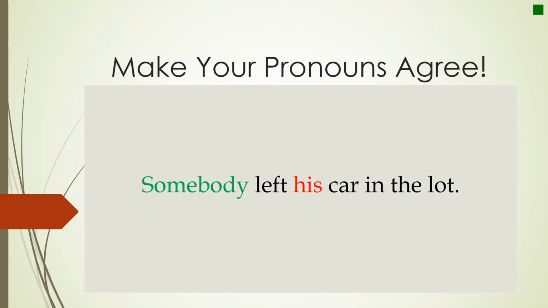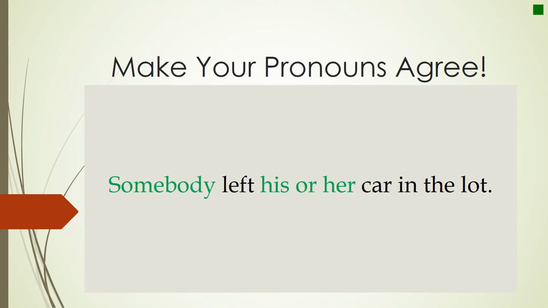Here's another example. Somebody left his car in the lot. Well, we do have agreement in terms of number. Somebody, singular, his, singular. So they agree. Well, they agree in terms of number, but we have a problem here with gender. So we can't simply say his. We used to in the past, but we can't do that now.